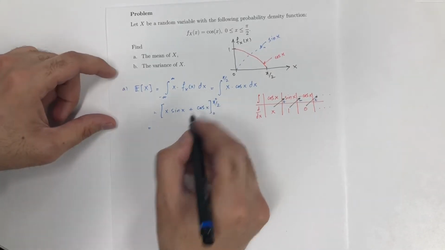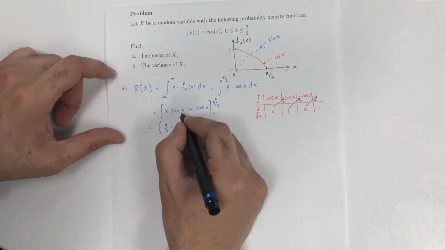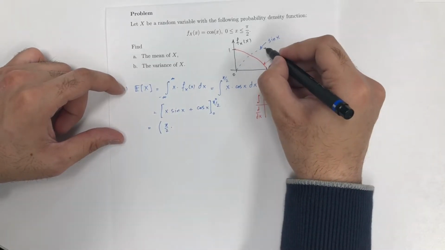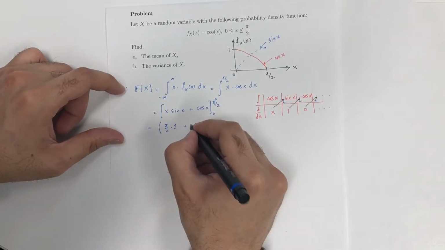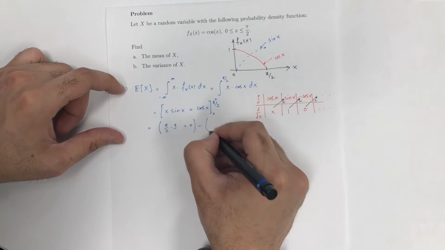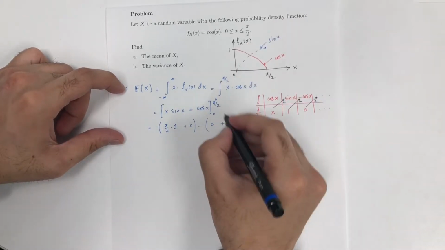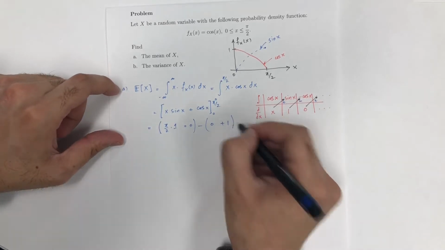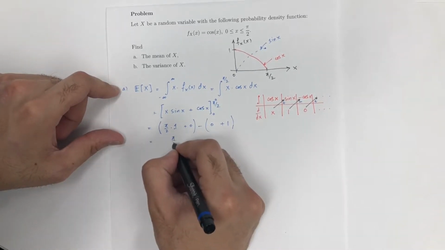So for the upper limit, we put pi over 2 times sine of pi over 2 is 1, plus cosine of pi over 2 is 0, minus 0 plus cosine of 0 is 1. So we get the mean to be pi over 2 minus 1.